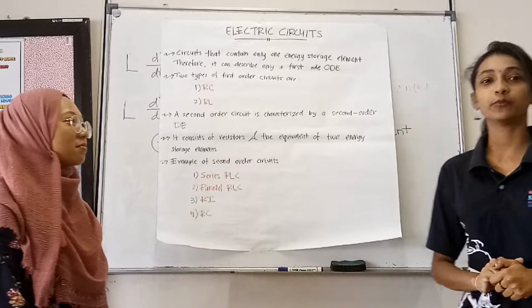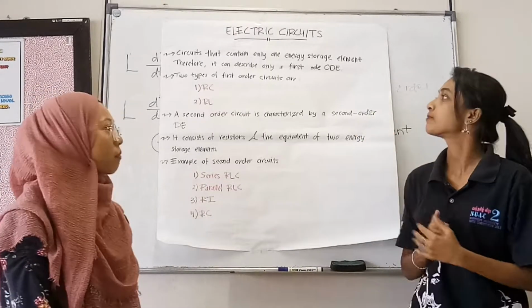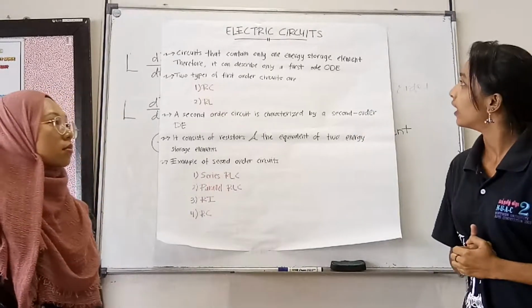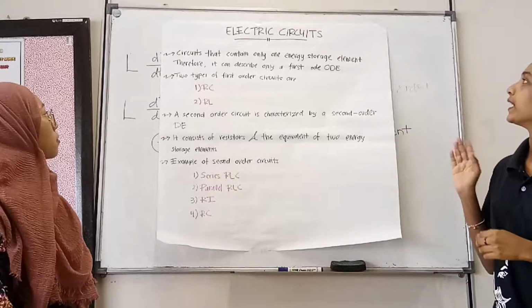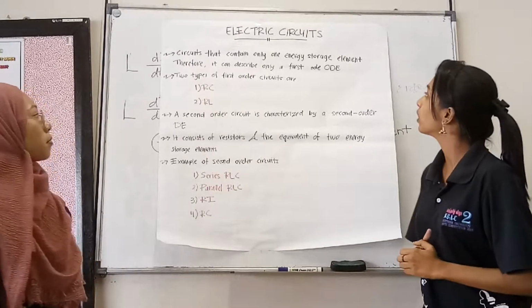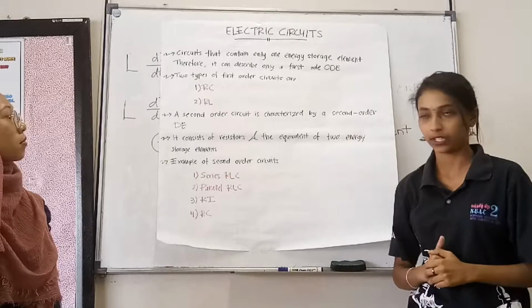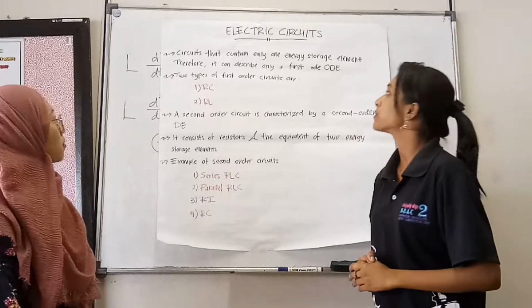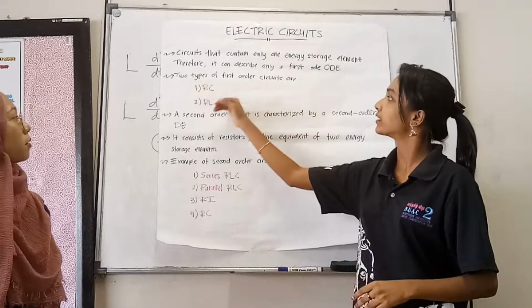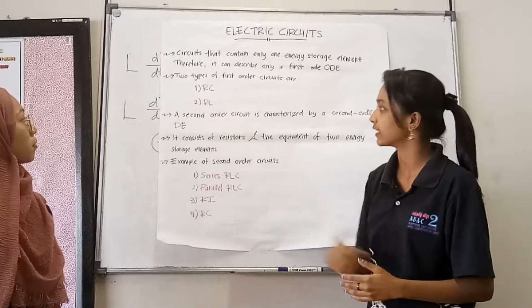And today we would like to present to you guys about electric circuits. An electric circuit that contains only one energy storage element is described by a first order differential equation. There are two types of first order circuits, the RC circuit and the RL circuit.